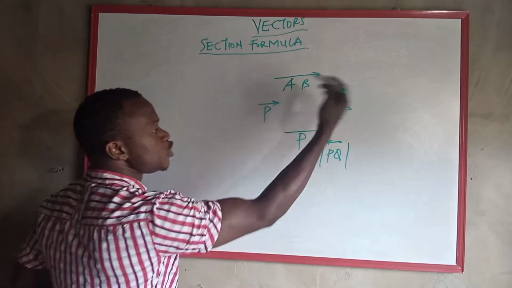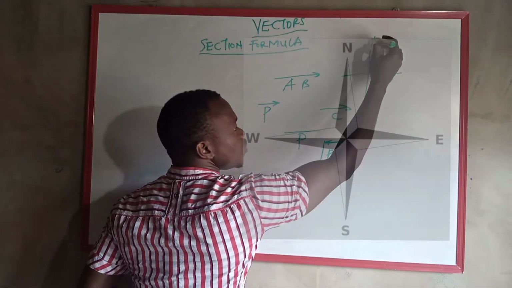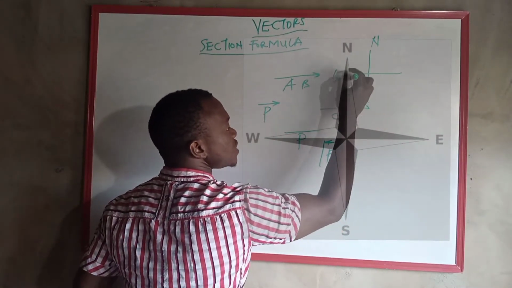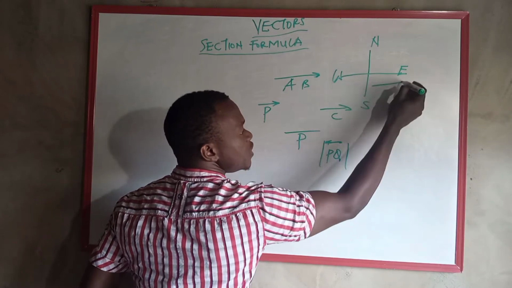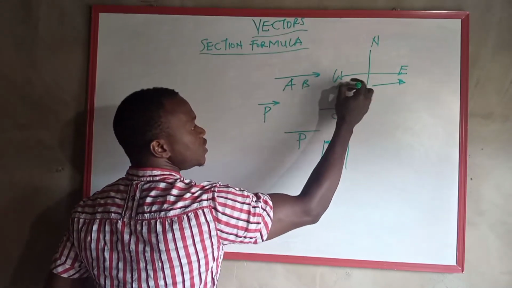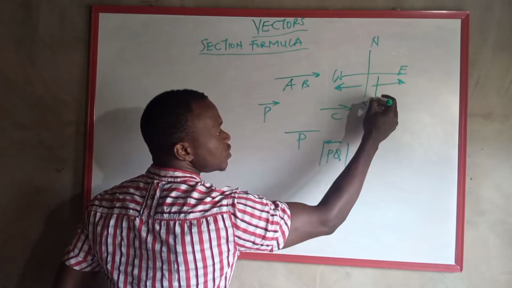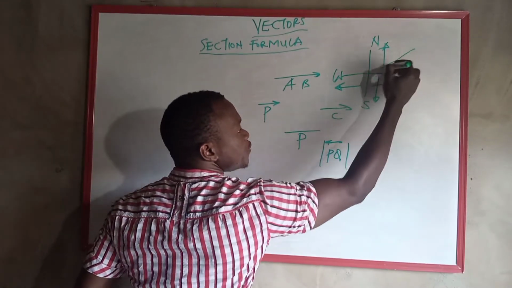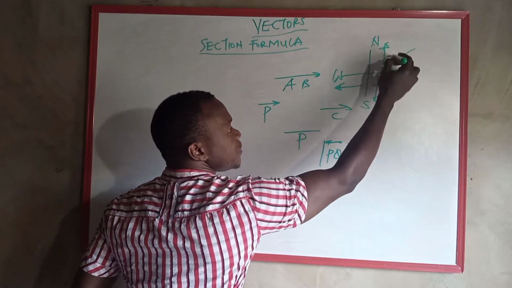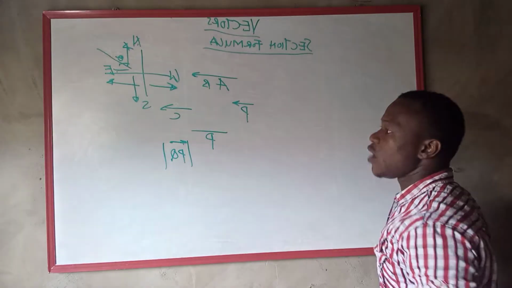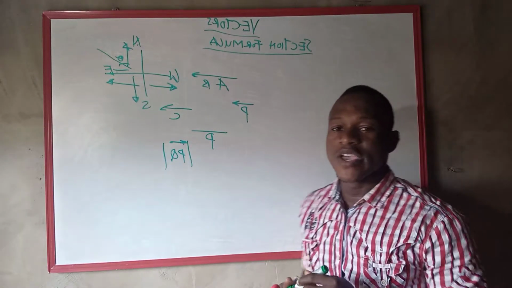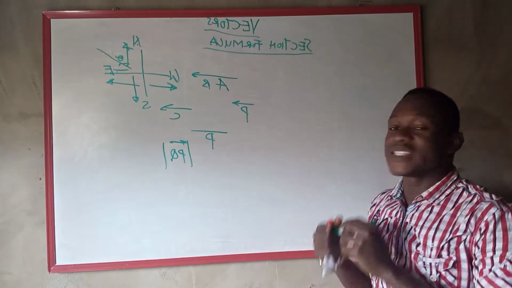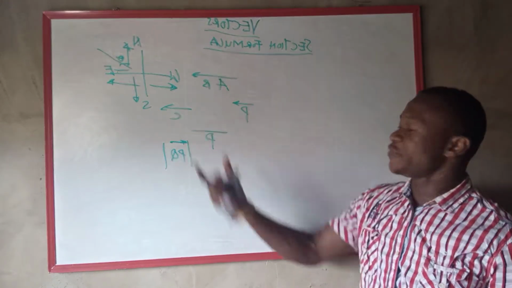Now the direction uses the four cardinal points. We have north, south, west and east. So the arrow may be due east, or it may be due west, or due south, or due north, or a combination of maybe north and east at a particular angle theta. Now whatever way the direction is shown, in as much as there is a direction, automatically becomes a vector quantity.